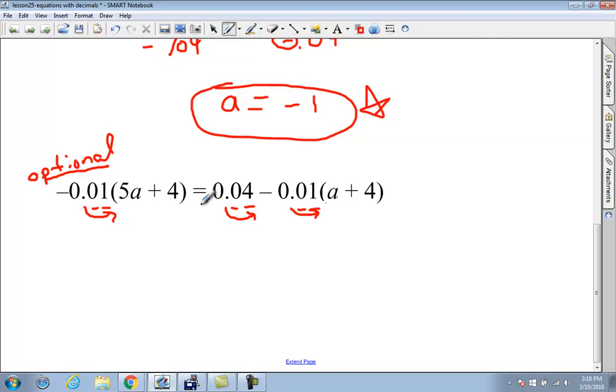Now, why is that legal? Well, because here's the equal sign. So it's really like multiplying both sides of the equation by 100. It's really what you're doing. Multiplying by 100 is like moving the decimal over 2, right?